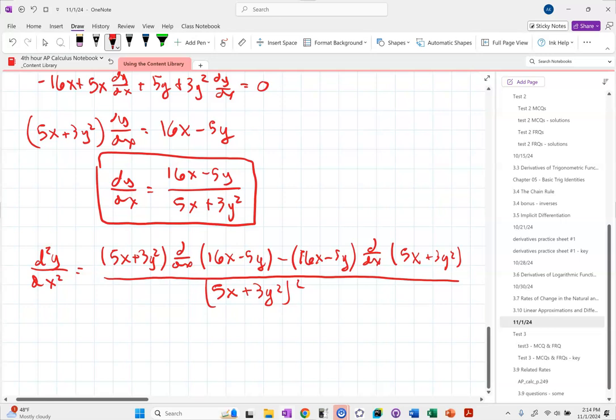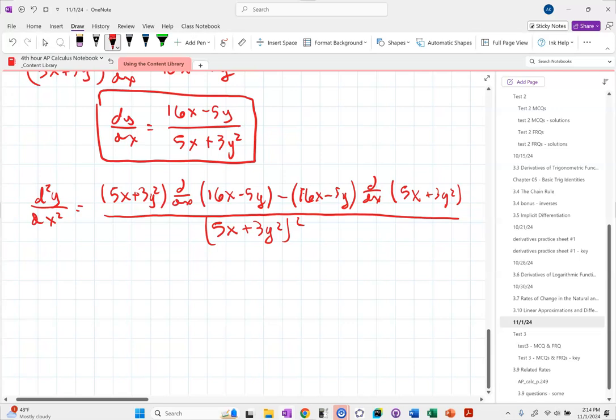Because second derivatives, especially implicit, can get really nasty. I tried to make one that was not going to get absurdly nasty. I think I was successful. We'll see what you guys think. It's not as bad as this one. Okay, so there's my quotient rule, right?